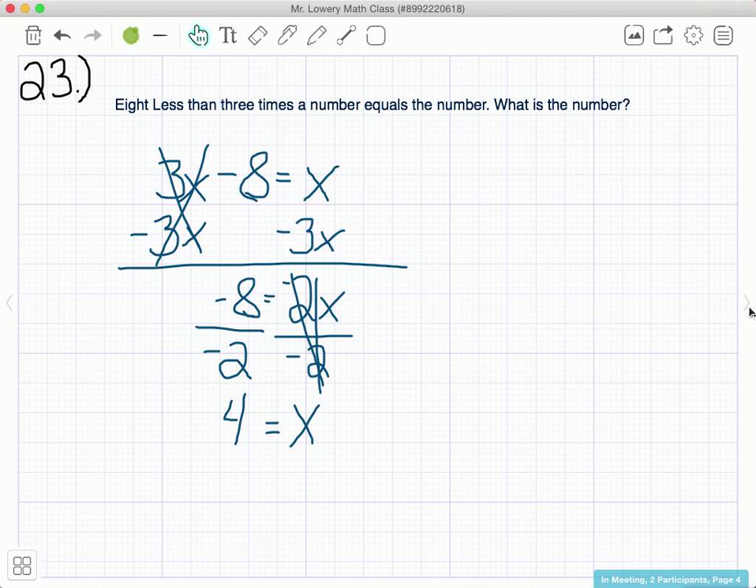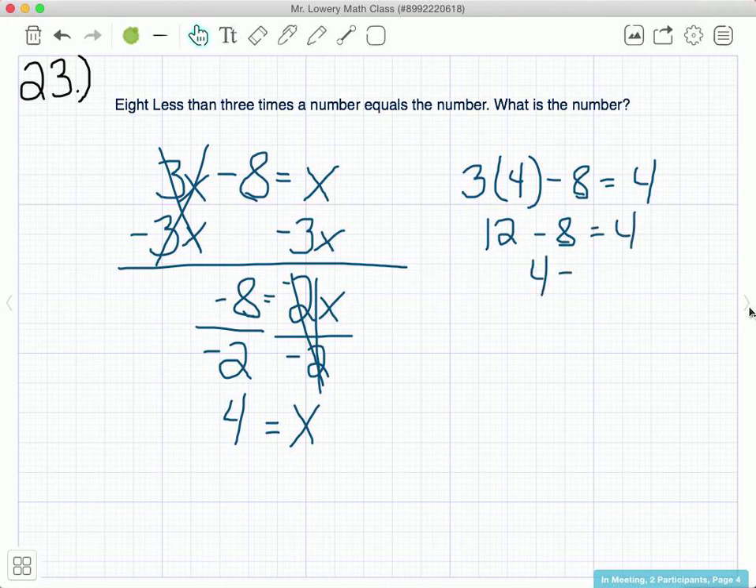All right, and we're not going to be lazy and skip out on checking our work. We're going to go back and go ahead and check it. So 3 times 4 minus 8 equals 4. 3 times 4 is 12. Minus 8 equals 4. 12 minus 8 is 4. 4 equals 4. So this checks out. And we're good to go.